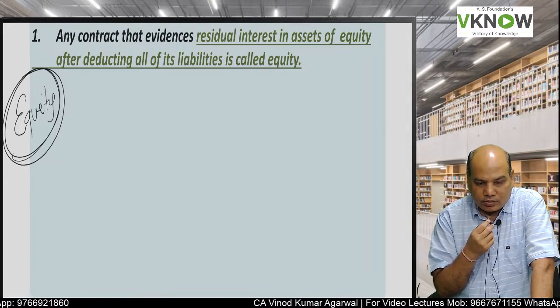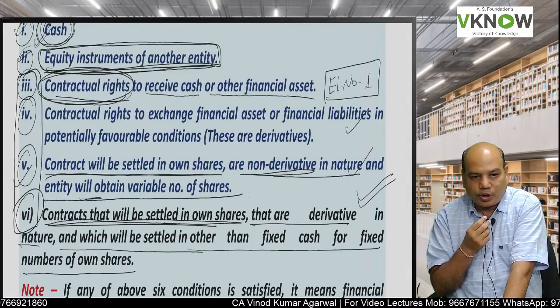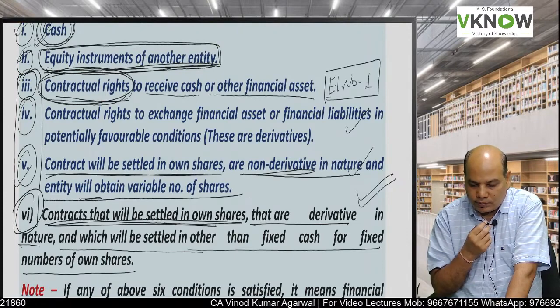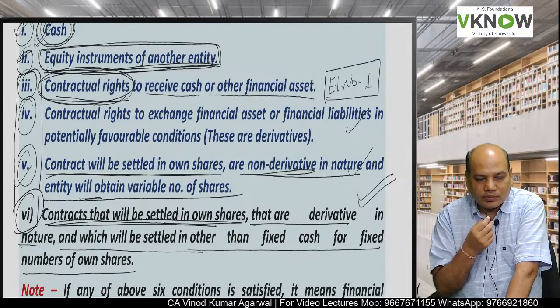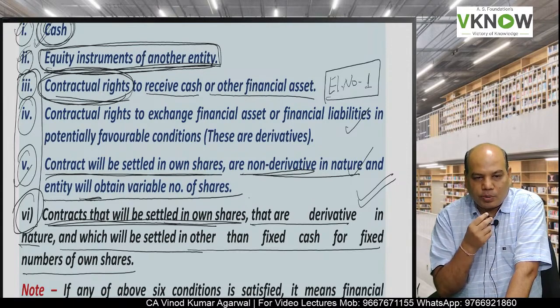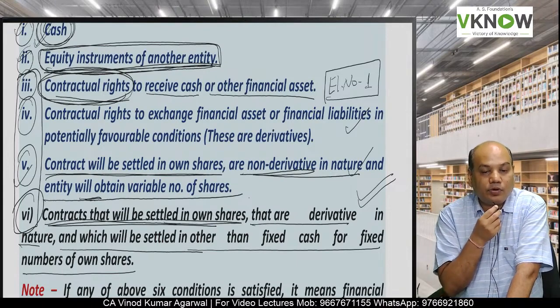One student is asking for an example of point number 4 and 5. Point number 4 example is, suppose you are holding a future contract and you have a long position, you have bought a future and the price has gone up, then it is favorable for you.